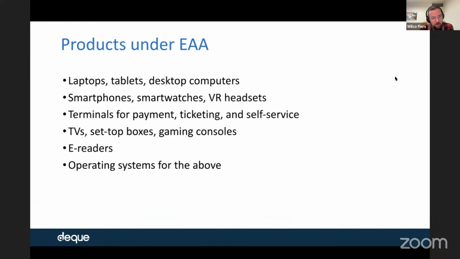On the products that fall under the European Accessibility Act, there are consumer electronics, things like laptops, tablets, desktop computers, smartphones, smartwatches, VR headsets, those kinds of consumer electronic devices. Then there's terminals for things like payments, ticketing, self-service, TVs, and the kinds of things you wire up to them, basically. So your set-top boxes, your gaming consoles, those kinds of things. You've got e-readers. And then for all of those, operating systems are considered part of those products. So those fall under the EAA as well.